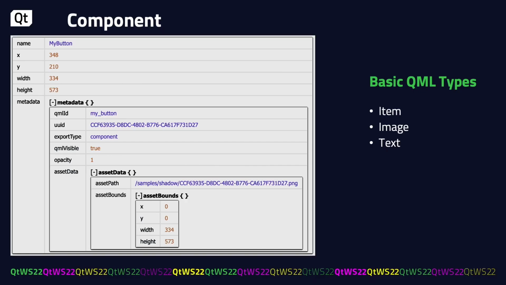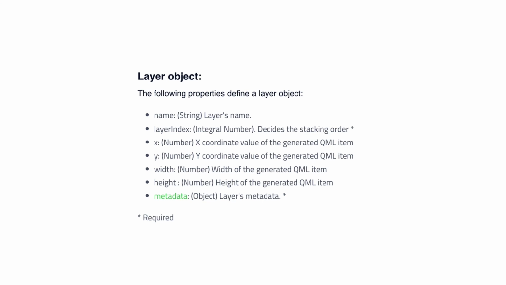This is a brief representation of how a component is. Like, you have some XY properties, some metadata, asset data, everything. So let's go over these properties. So this is primarily a layer object. So layer object has some properties like name. What is the name of the layer? This is used in logging. Layer index. This is very important, and this decides the stacking order of the items generated in QML.